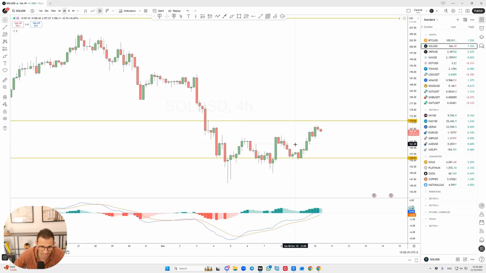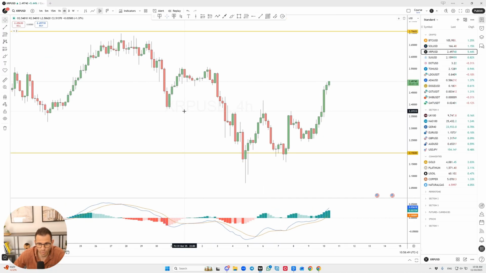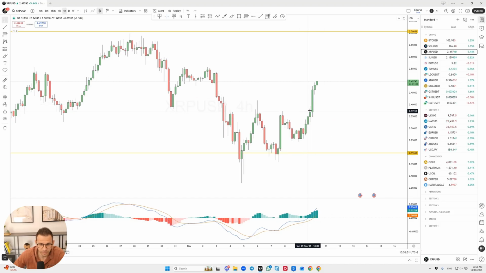Solana, pretty much the same. The price needs to break above this $170 for the buyers to dominate the market. XRP rallied well this morning. The first key level of resistance will be right there, and the next one is going to be there around 2.7. So keep an eye on that. I think we're going to see good moves on the cryptocurrencies this week.